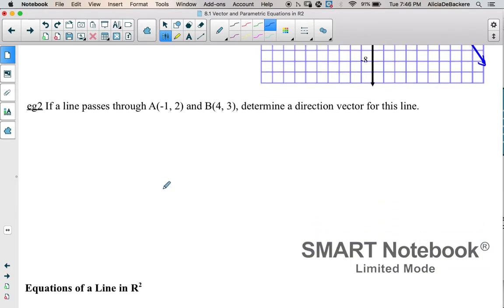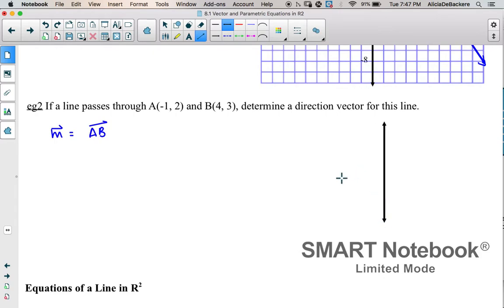All right, example 2. If a line passes through A(-1, 2) and B(4, 3), determine a direction vector for this line. So in order to find a direction vector, we can use the vector that connects these 2 points. Right? So I'm going to just draw a quick sketch here.